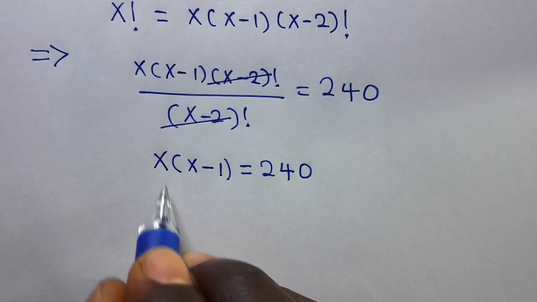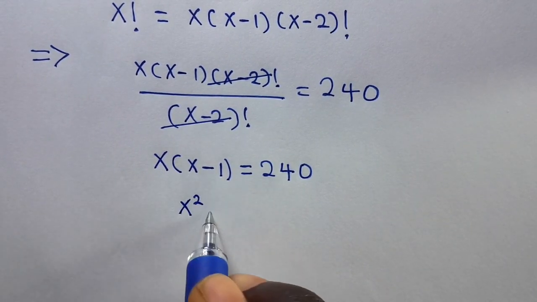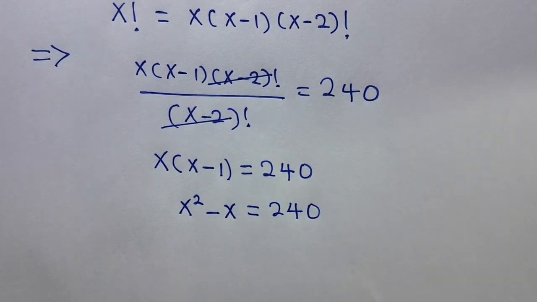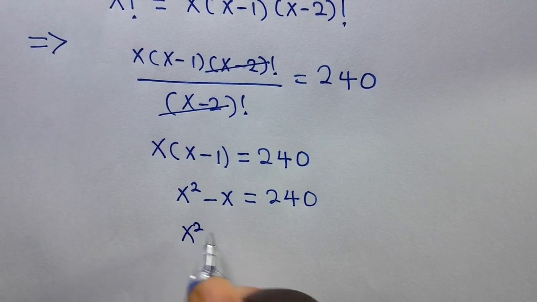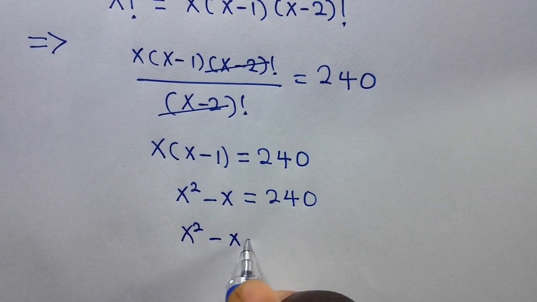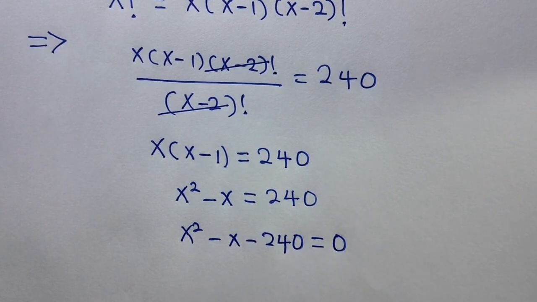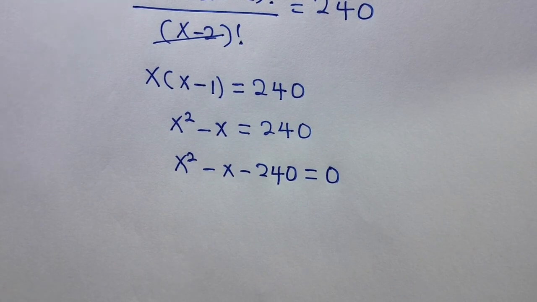Now let's open the brackets. We have x multiplied by x, which is x squared. x multiplied by 1 will be x, equals 240. Now we have x squared minus x minus 240, and we have everything equals 0. Have it in mind that this is a quadratic.